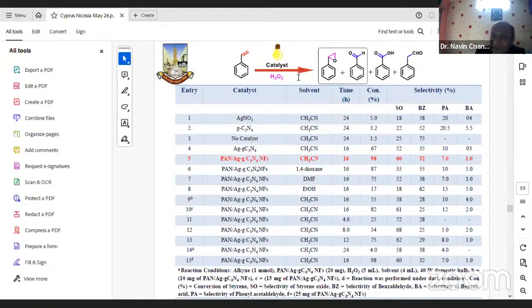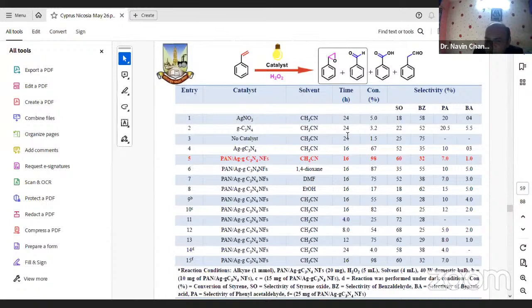And there is a formation of these products 1, 2, 3, and 4. The product in the square is the presence of this one. Initially, the conversion of styrene to styrene oxide, then benzaldehyde, then benzoic acid, and phenylacetaldehyde. See, this is the styrene oxide. This is your benzaldehyde, then benzoic acid, and a formation of the phenolic group is there.